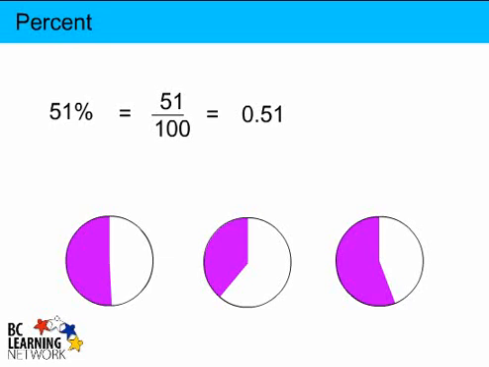51% is just slightly more than half. 50 out of 100 is half. 51% would be just slightly more. So if you said the first image on the left, you were probably correct. You were the closest. What about the second image? What percent do you think is represented by the purple in that image? Well, you know it's less than 50% because it's less than half. So if you said around 40, you're probably pretty close. And what about the third image? Well, again, it's more than 50%, so it's probably going to be around 60.